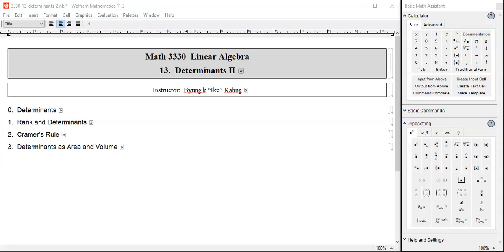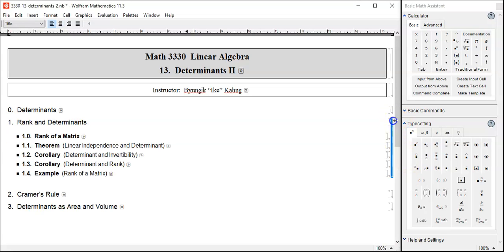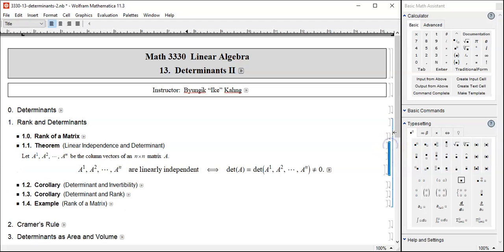Hello students, welcome back. Let us resume our discussion in section 1, rank and determinants. In the previous video, we went through what determinants mean in section 0, and then in subsection 1.0, we reviewed the concept of the rank of a matrix. Okay, now we are ready to go on to Theorem 1.1, and here it is.